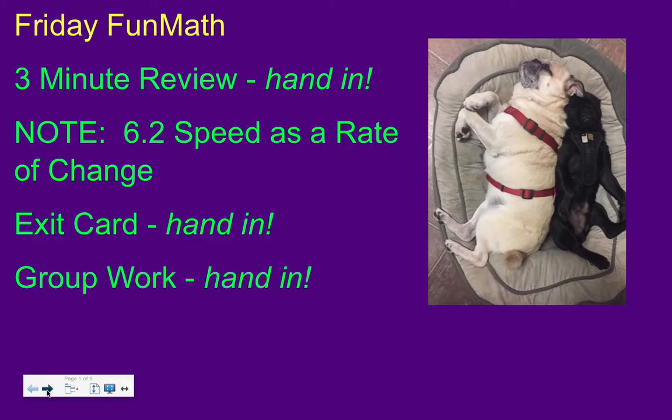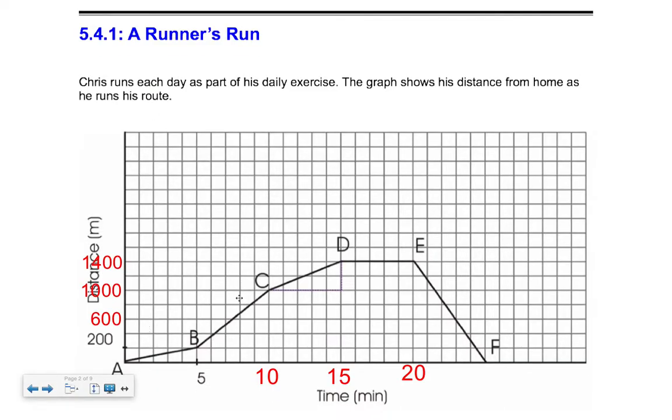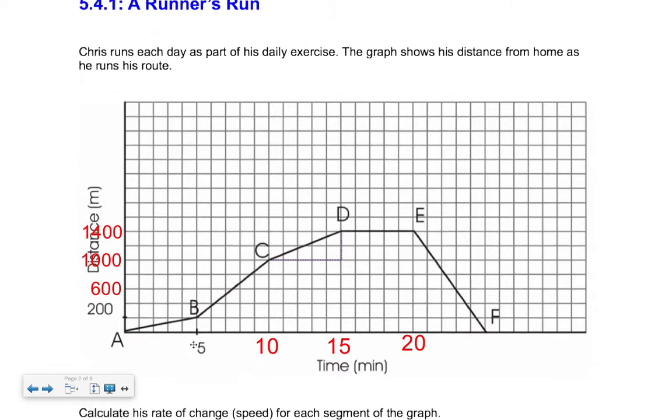So our group work, again, here it is. Okay. So this gives you a distance and time graph, and we saw graphs similar to this in the last unit, but the challenge is to find the rate of change for every part of this graph, and this is a little different than the examples in class, so please take a close look through as I show you.